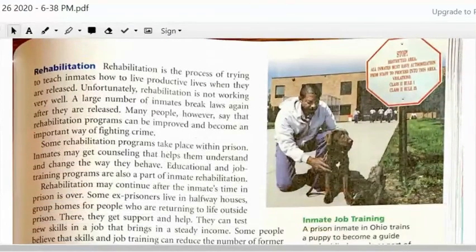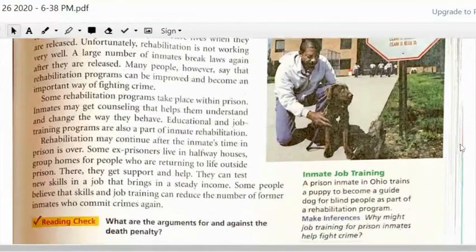Rehabilitation. Rehabilitation is the process of trying to teach inmates how to live productive lives when they are released. Unfortunately, rehabilitation is not working very well. A large number of inmates break laws again after they are released. Many people, however, say that rehabilitation programs can be improved and become an important way of fighting crime. Some rehabilitation programs take place within prison. Inmates may get counseling that helps them understand and change the way they behave. Educational and job training programs are also a part of inmate rehabilitation.